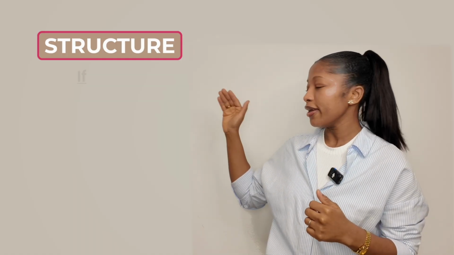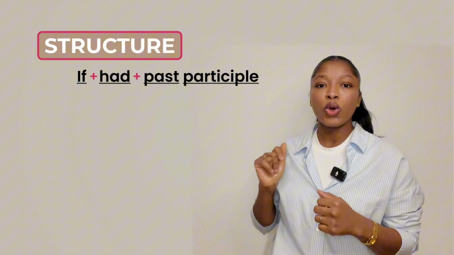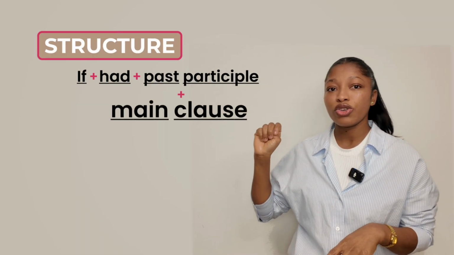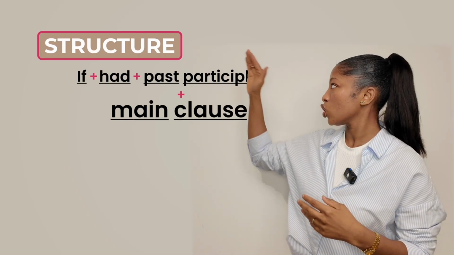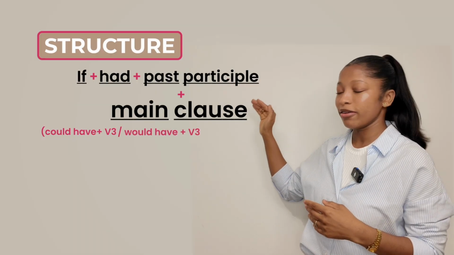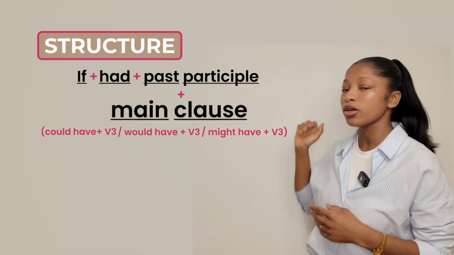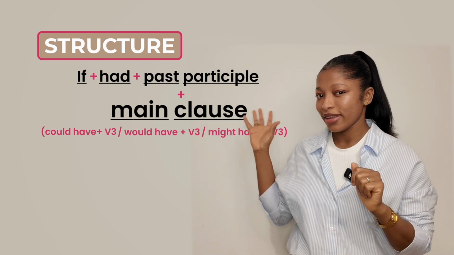Now for the third conditional. For the if clause, which is the situation, we use if plus had plus past participle, which is your third form of the verb. And for the main clause, which is the result of the situation, we use could have plus the third form of the verb, would have with the third form of the verb, or might have with the third form of the verb. Keep in mind, we could also use it in negative sentences as well.